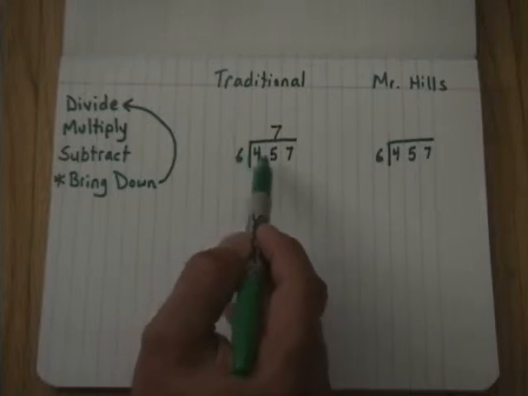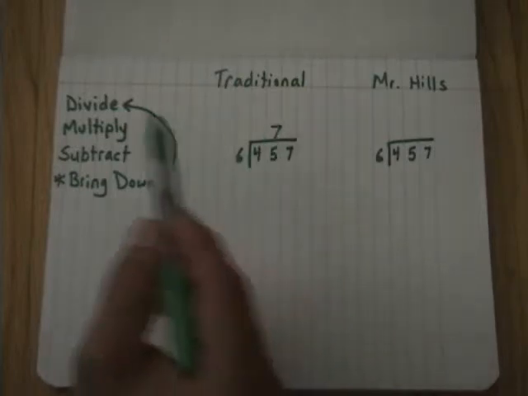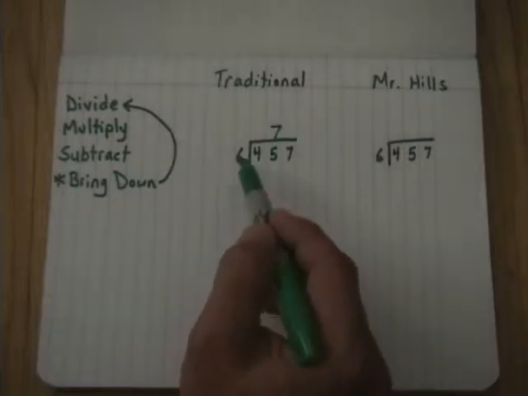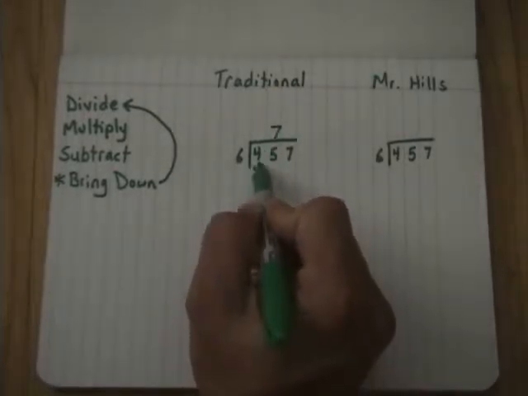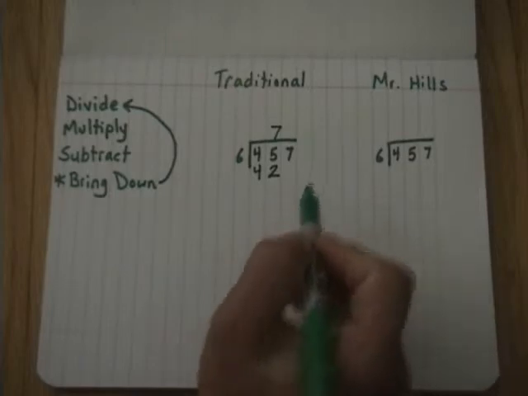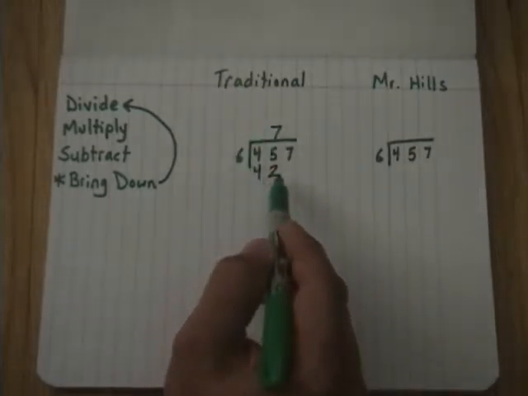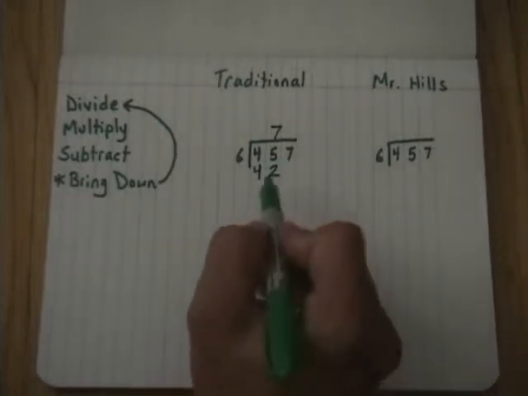So I just figured out how many 6's go into 45, and I figured out 7. Now I'm going to come down to my multiply step. I'm going to go 7 times 6 is 42, and I'm going to write that right under here. That's my multiply step. I just did 7 times 6 is 42. And now I'm going to subtract.